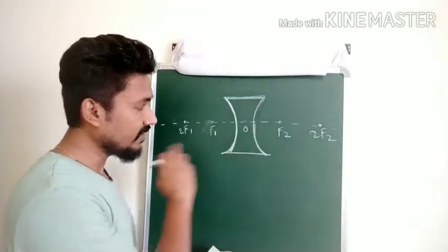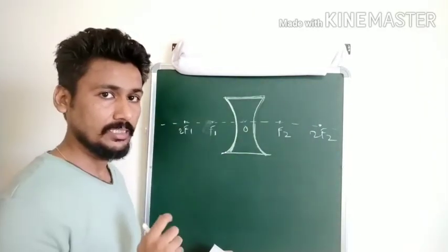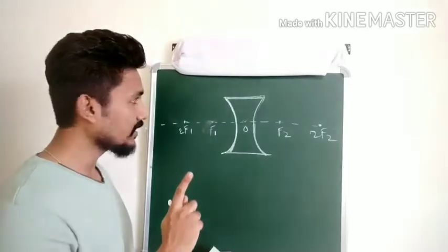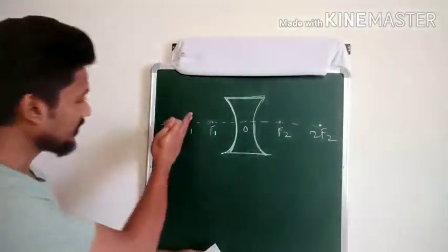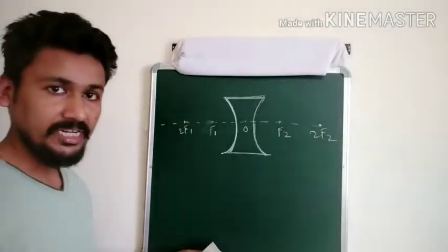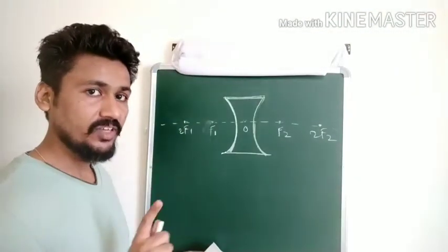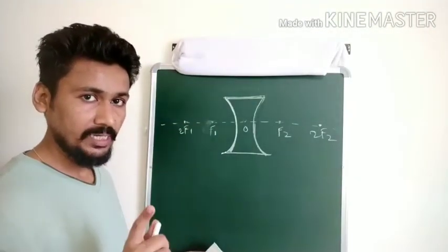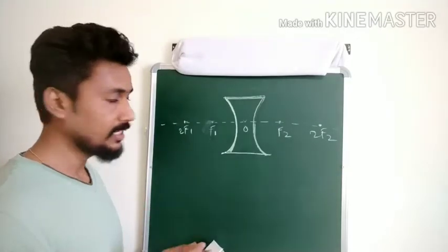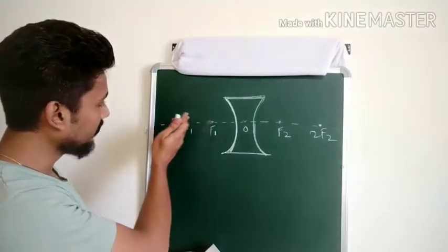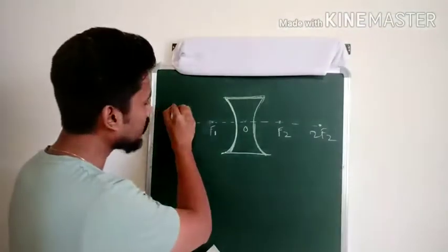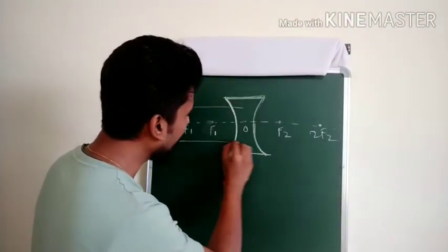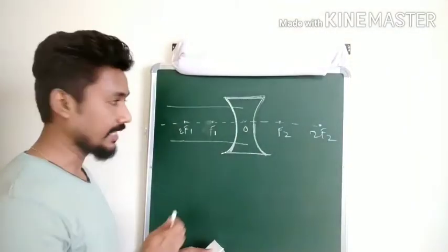For a concave lens, we are going to see only two cases. First case is when the object is at infinity. You have to imagine the object is very far away at infinity. If the object is at infinity, all the rays will be parallel to the principal axis.